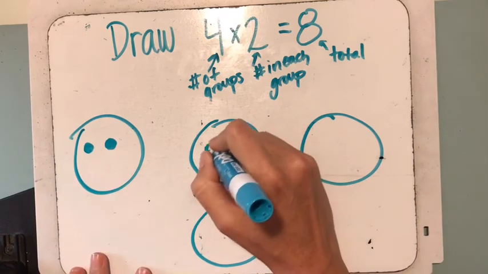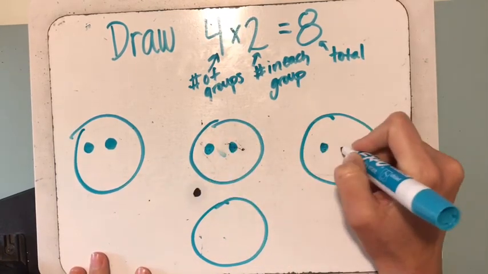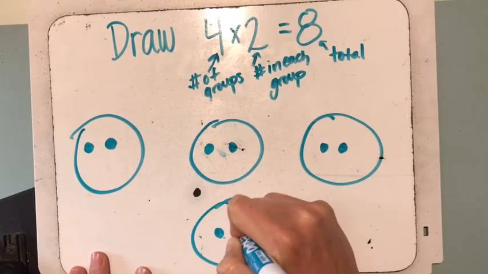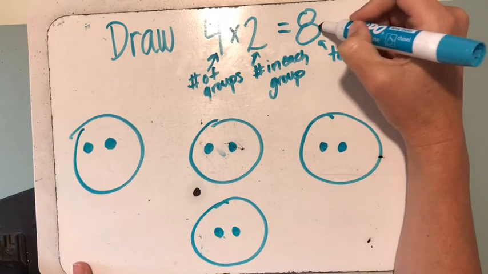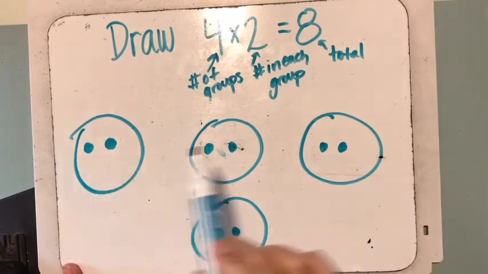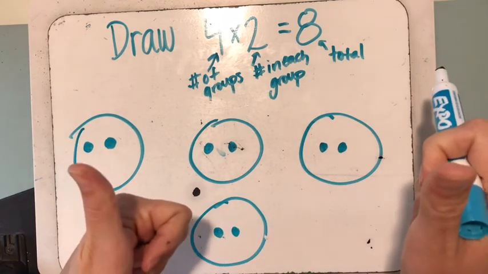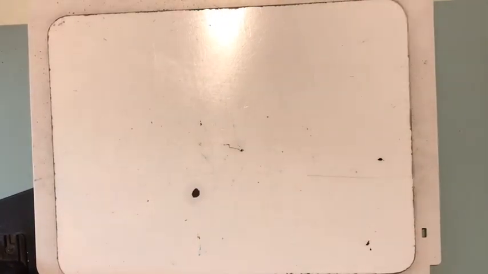So whatever shape you used, you should have 2 objects in each of your groups. Now I'm going to skip count to make sure that I got that total of 8. 2, 4, 6, 8. Got it right. Awesome, awesome. Okay, now you're going to go to your independent work.